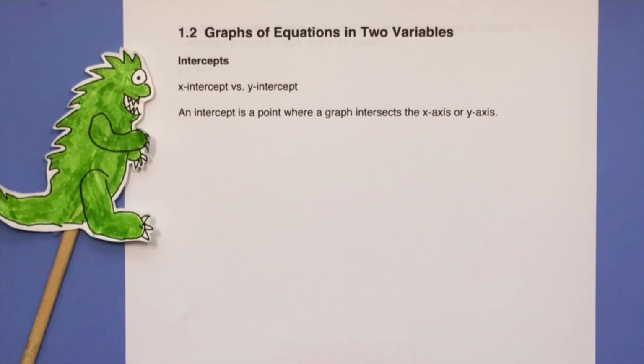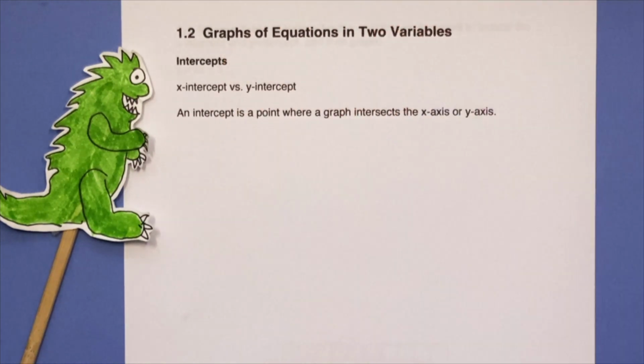Welcome back. Today we're going to be talking about graphs of equations in two variables and intercepts. And in the book, this is in section 1.2. And you should know that section 1.2 is actually broken into two parts. The first part is intercepts and equations of lines, which is what we're going to be reviewing today.